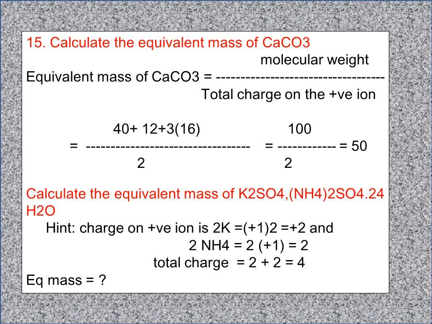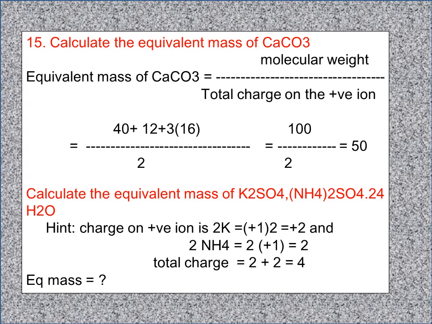Now you know how to calculate molecular weight. The atomic mass of calcium is 40, 1 carbon is 12, 3 oxygen, 3 into 16. So totally it is 100, divided by total charge on the positive ion, that is Ca2+. So we have to divide it by 2. So 100 by 2 will be equal to 50.